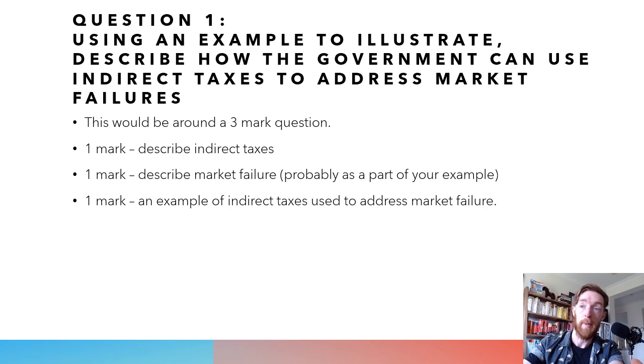So this will probably be around a 3-mark question. 1 mark for describing indirect taxes, 1 mark for describing market failure. And you'd probably do that as part of your example, like often it'd be like this corrects market failure, brackets, quickly define market failure, end brackets, and then get into the 1 mark for example of how indirect taxes are used to address that market failure.